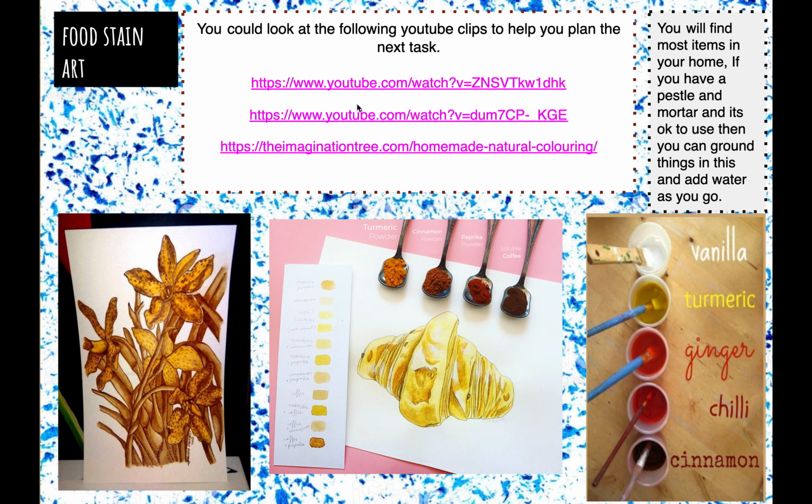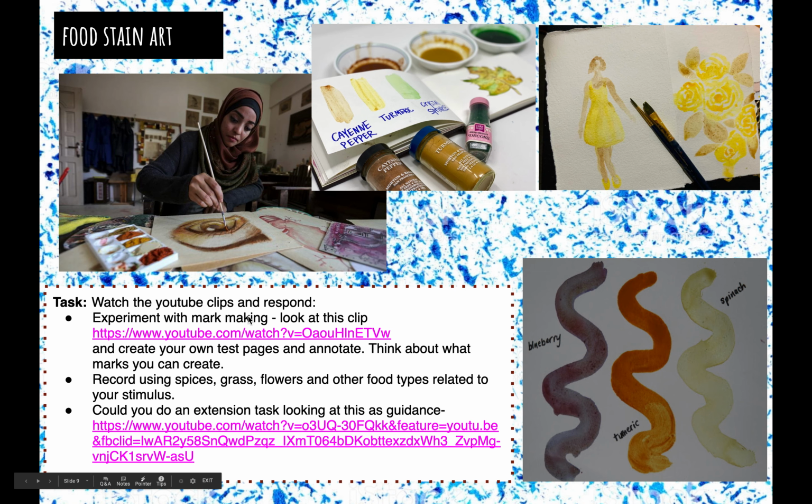Here are some more YouTube tips that you might want to use to help you think about what sort of stains and what sort of natural inks that you might want to make. Again, here's some more YouTube clips that you might want to go through, and here you can see again there's lots of different types of colours and stains that you can make.